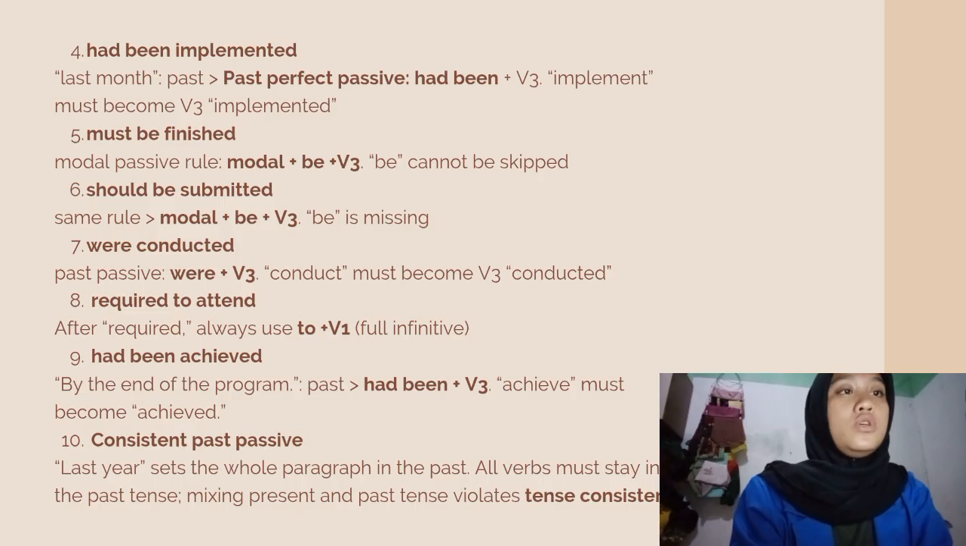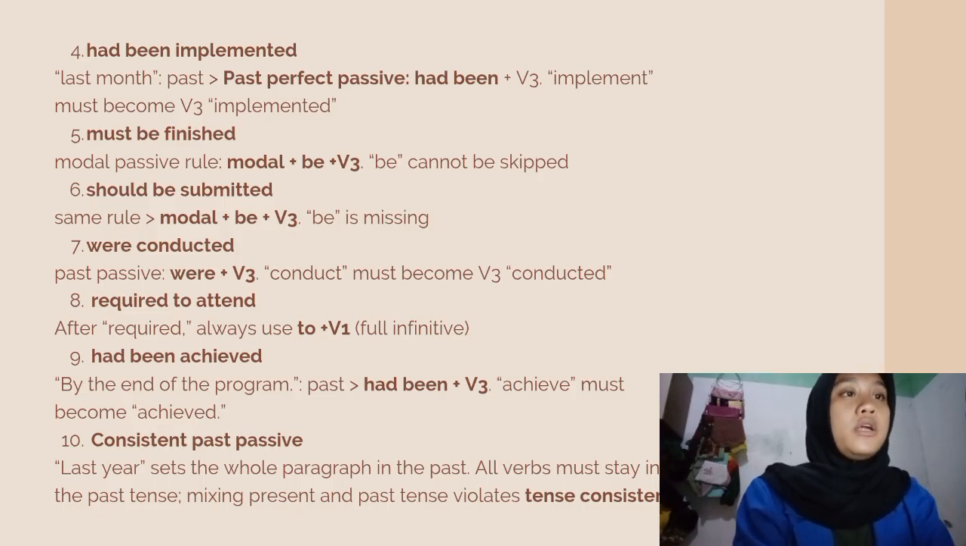Number 6, should submit it should be should be submitted. Same rule applies. Number 7, are conducted should be were conducted. Past passive requires were plus verb 3, and conduct must become conducted.